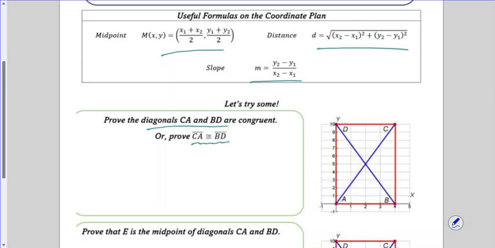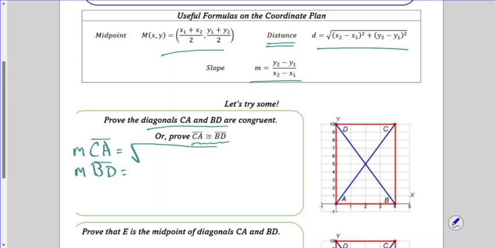When we say that they're congruent or the same length or the same distance, that's a key piece of information that tells us that we're going to be using the distance formula here. All I'm really going to do is find the distance of each of those. So I'm going to find the measurement of CA and the measurement of BD, using the distance formula for both of them.